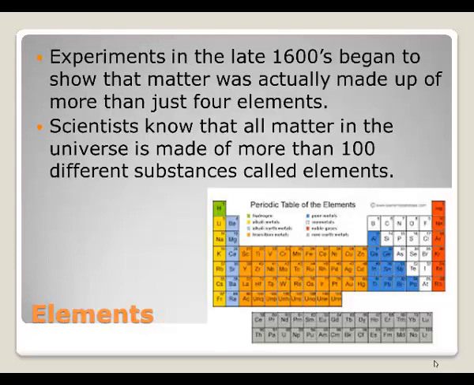So in the late 1600s we began to experiment with matter, began to identify different types of matter, and that led to us discovering around 100 different elements. Many of those elements are found naturally. Uranium is the last naturally occurring element that we find on the periodic table. Everything after uranium is synthetic, or was made in a laboratory.